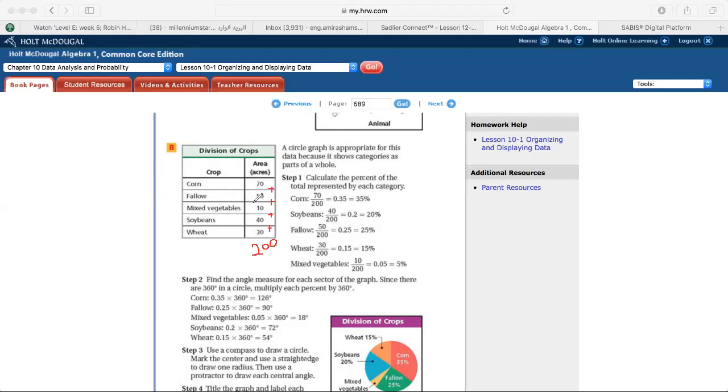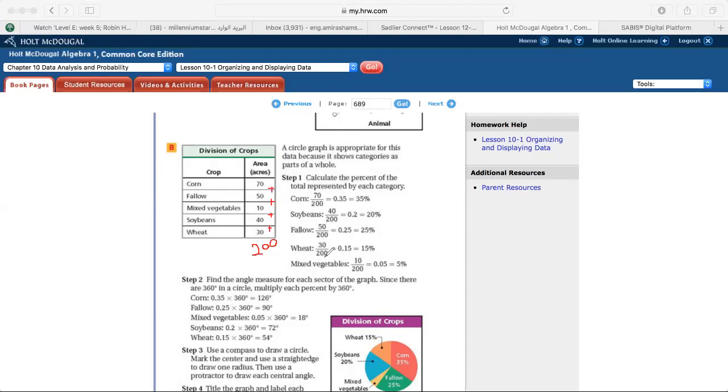Soybeans, so it will be 40 over 200. When I simplify it, it will be 4 over 20. When I simplify it more, it will be 0.2. Okay, girls, don't leave it as a fraction. It is better to change it to a decimal. So 0.2 is equal to 20%. Fallow, it is 50 over 200. So it is equal to 0.25, which is 25%.